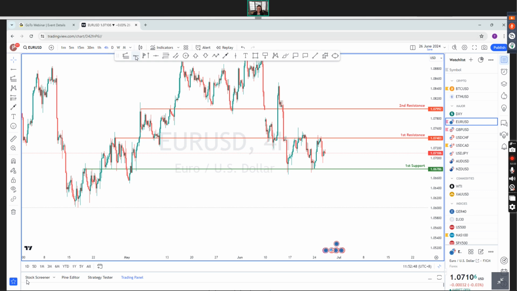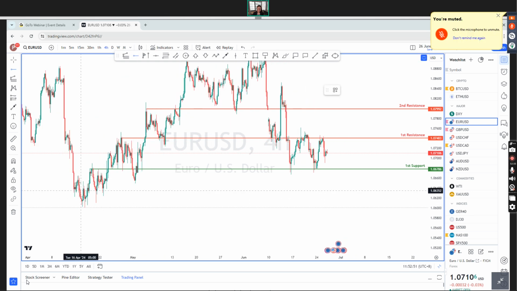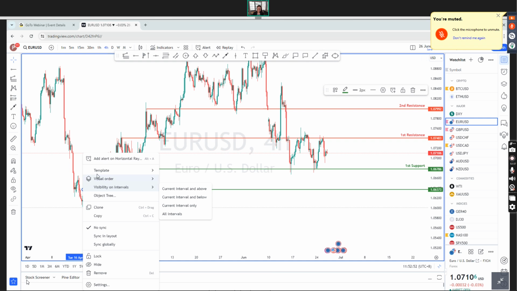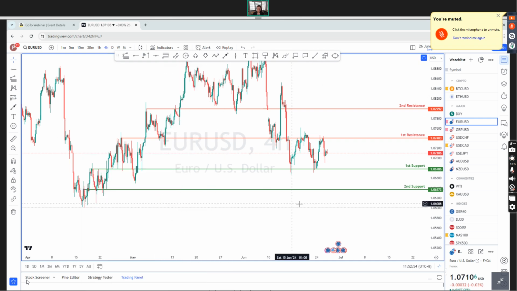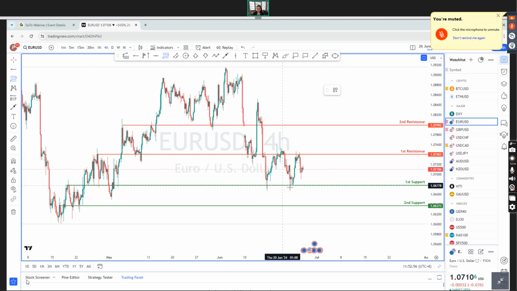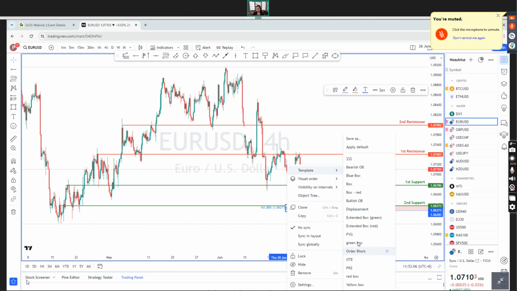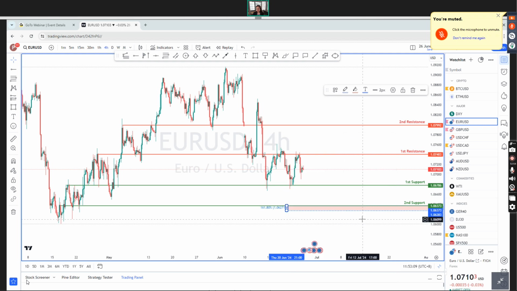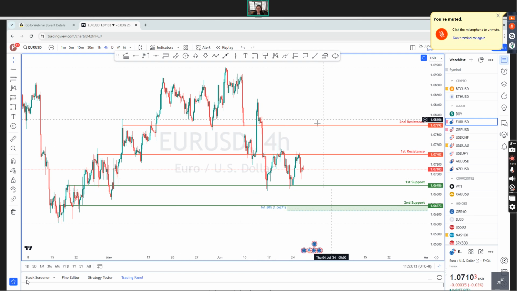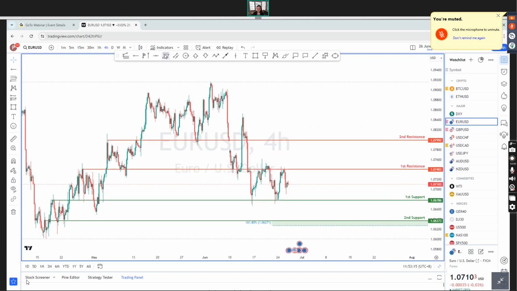It's just sideways. But for my GU, I already have the entry for GBP USD. Okay, I think my second support will be somehow the extension. I will just highlight this is my zone, meaning that if price breaks my first support and the second support, I do have my extension around here.